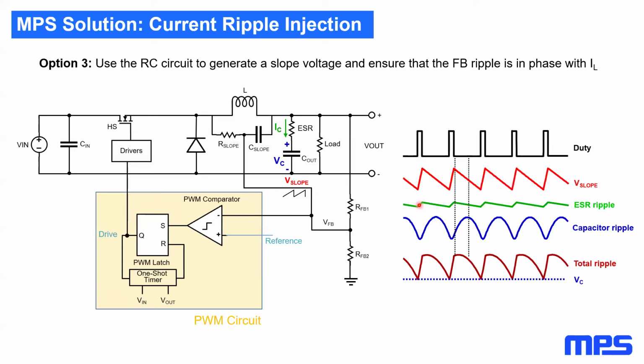And therefore regardless of the ratio between the components of the output voltage, the ESR and the capacitor ripple, we will always have a tendency towards this slope voltage, which has the same shape as our ESR ripple. This will mean that regardless of the capacitors that we use and the ESR of these capacitors, we are much more certain that we will be able to have a proper periodic shape of the total output voltage ripple, and therefore guarantee stable operation of our converter.